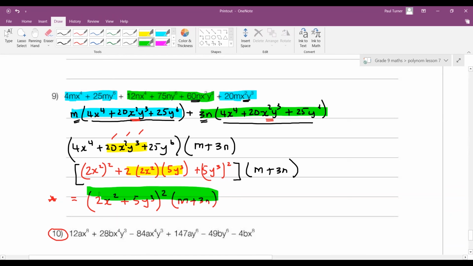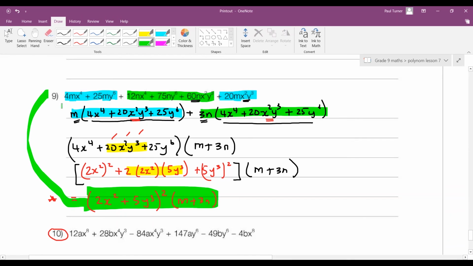So if you decided to expand that, you'll get back to this here. It's the same thing as your question. Okay, I'll leave that open for a few minutes to copy. You can try question 10. It's done the same way as this though.